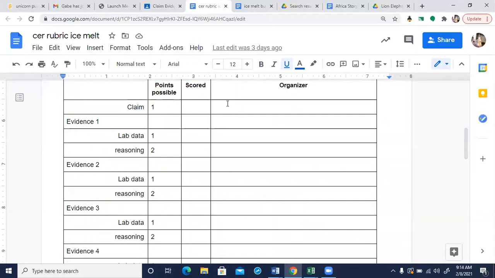So there's the data. Let's go back to the original template here. So first off, we need to write a simple claim. You just need a basic claim that says something like "Ice melt blank is the best ice melt to use." So just put something like that. All right. Okay, got it. And then evidence one is going to come from the original lab.